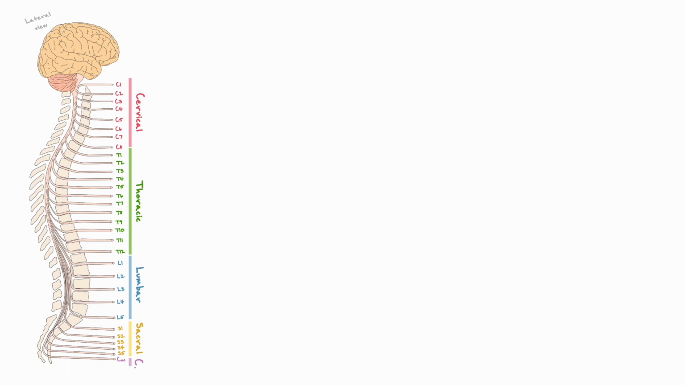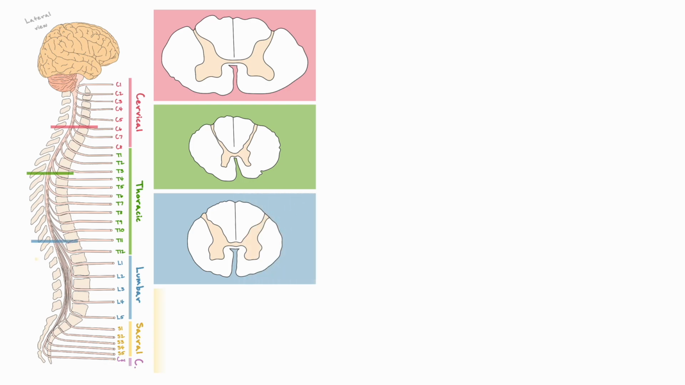To do so, let's take a look at a cross-section from the cervical, thoracic, lumbar, and sacral divisions of the spinal cord. The first glaring aspect that you might notice from these cross-sections is that regardless of the level, they all pretty much look the same, and indeed, it turns out that although they have small differences between the regions, they generally share the same anatomical and functional properties.